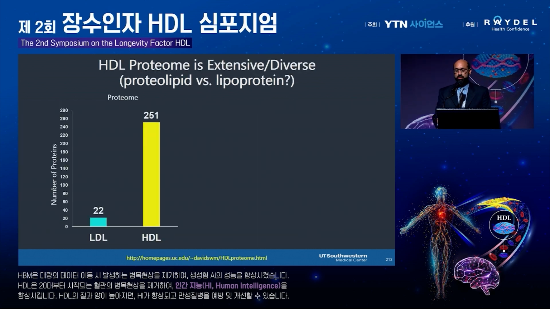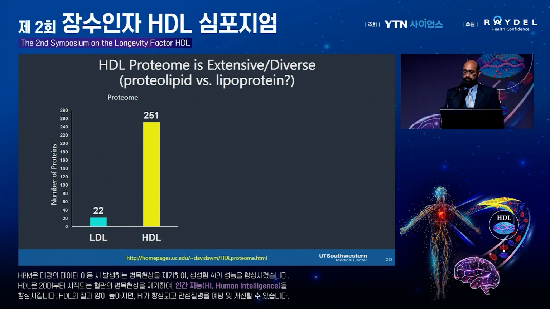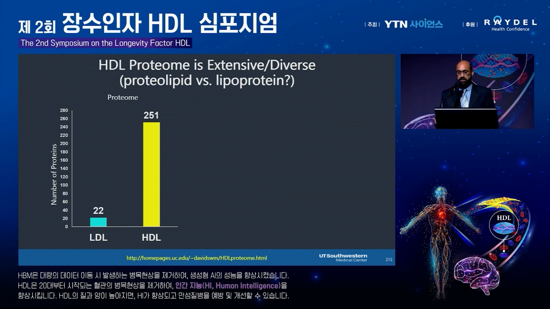With respect to the proteins, like I said, ApoA1 is the main protein on HDLs, but it's not the only one. This is another difference between HDLs and LDLs, where on LDL the number of proteins is in the 20 range, about 20 proteins on the surface of LDL particles. There's a 10-fold increased number of proteins on HDLs. Over 250 distinct proteins have been described on HDLs.